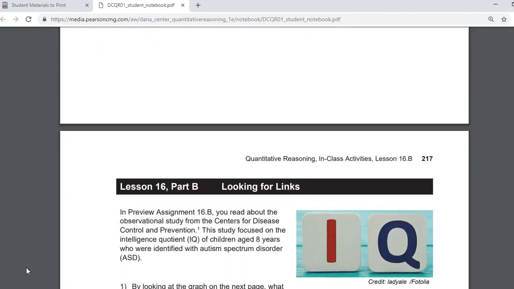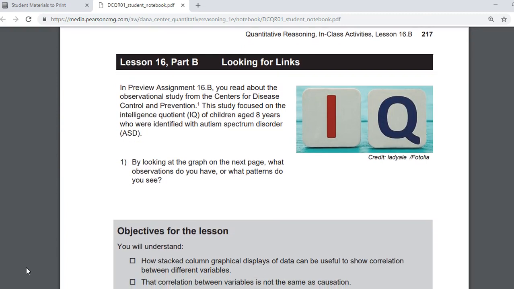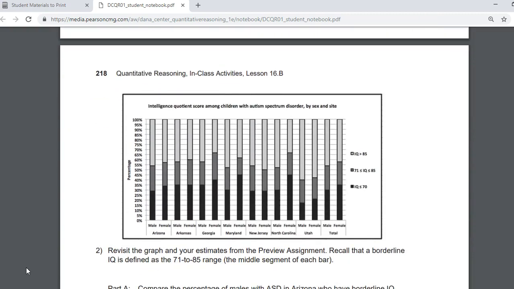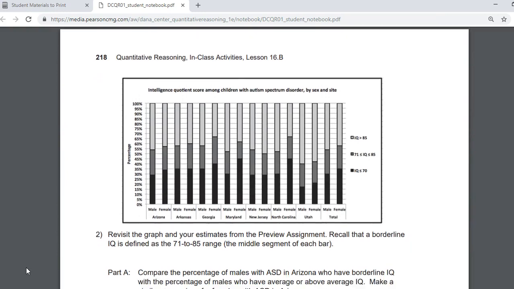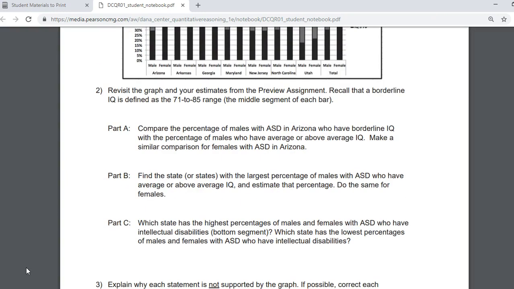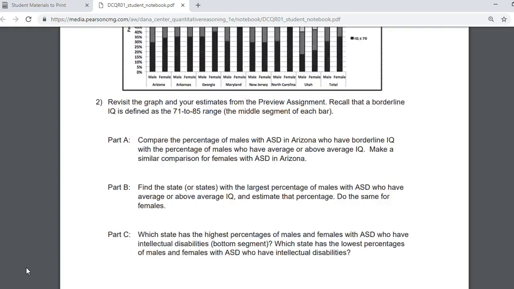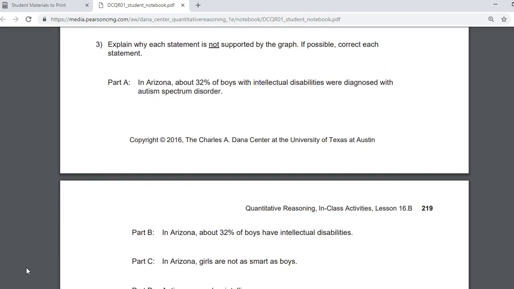Moving on to B, looking for links. Whenever we did this IQ lesson, we did talk more about the stacked column graphs, and we did talk a little bit more about opinions and noticing items, and what is it saying, what is it not saying, and then especially when you get here to number 3, whenever we were talking about which one is not supported by the graph, really understanding parts and wholes of what it's saying.